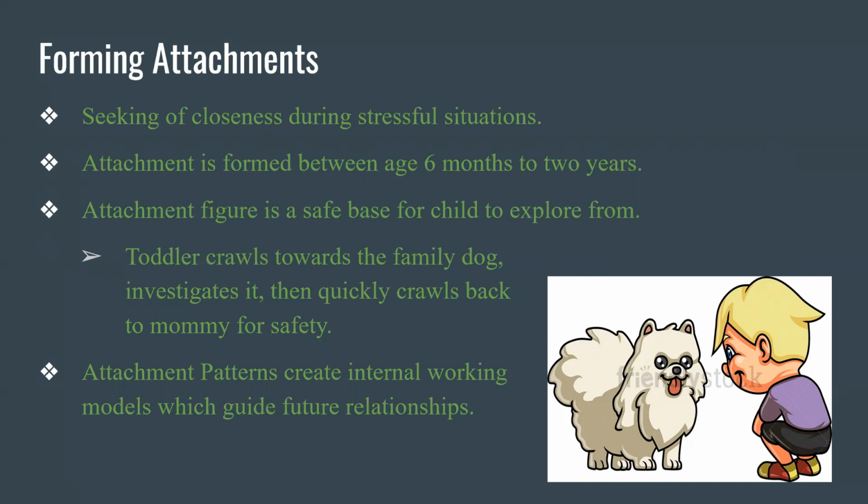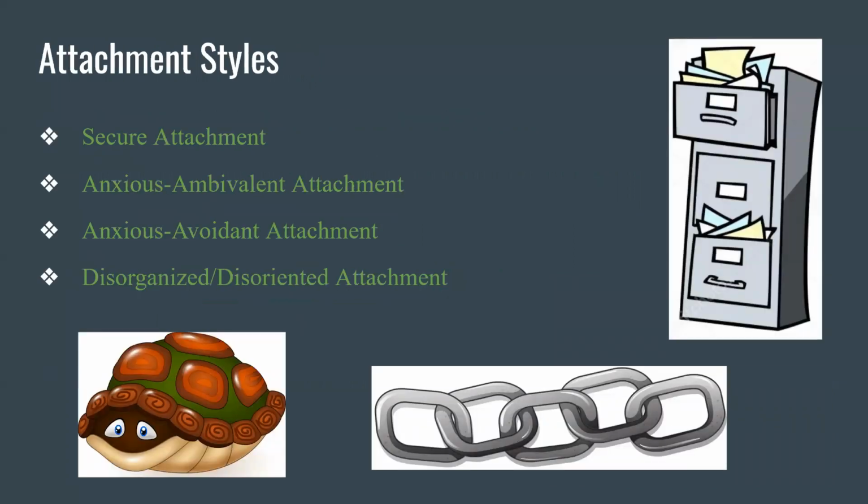During the infant's phase of exploration, patterns of attachment will begin to develop based on how the caregiver responds. The attachment patterns create internal working models which guide the feelings, thoughts, and expectations of the child in relationships throughout their lives. In Ainsworth's research, she observed 4 different types of attachment style. They are secure attachment, anxious ambivalent attachment, anxious avoidant attachment, and disorganized or disoriented attachment.